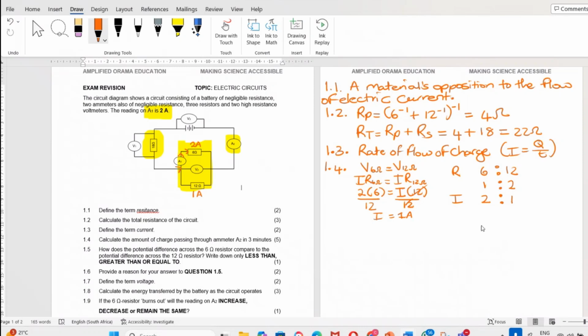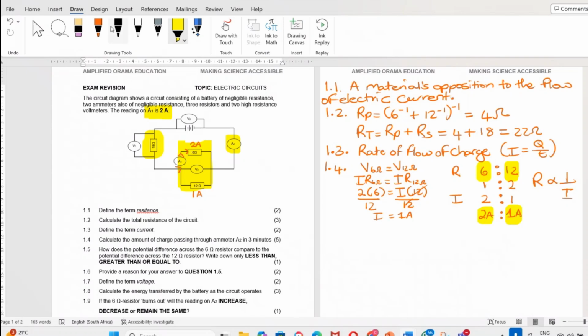We can see that the current flowing through the 6 ohm resistor is 2 amps. So if the ratio of current is 2:1 over those resistors, then the current flowing through the 12 ohm would be 1 amp. Because remember, resistance and current are inversely proportional. If resistance increases, then current must decrease. That's the whole idea behind that. And so indeed, the 12 ohm resistor should receive less current and the 6 ohm resistor should receive more current.